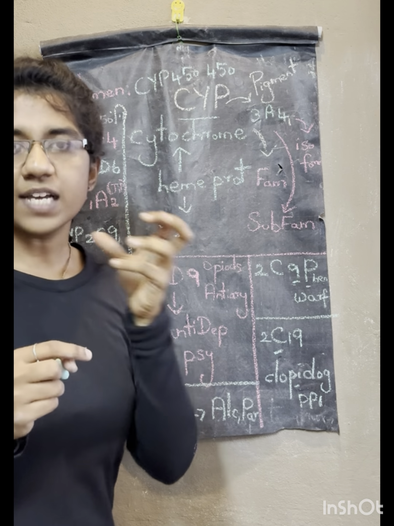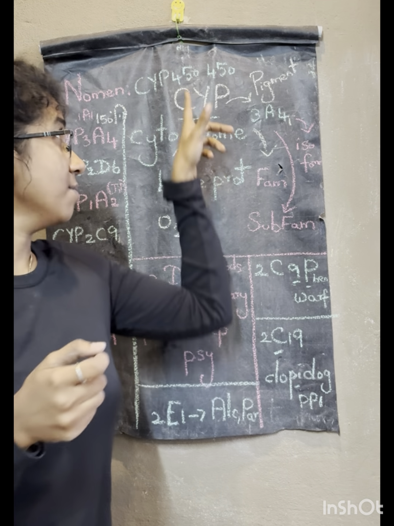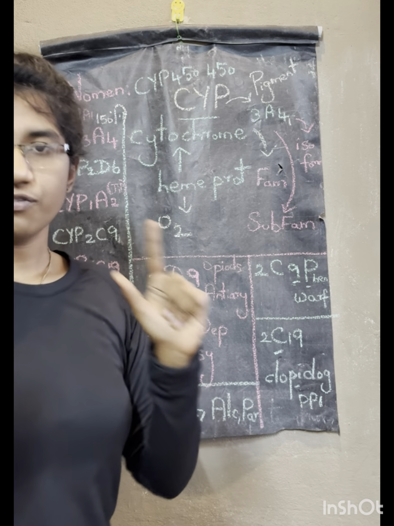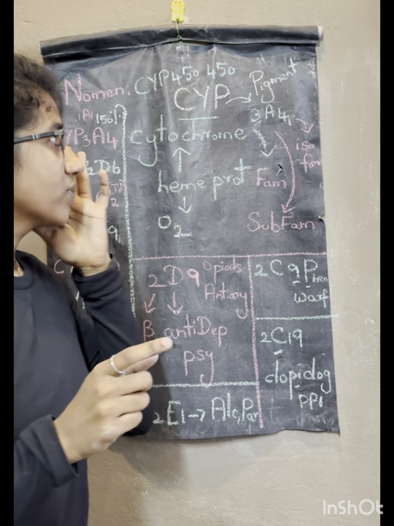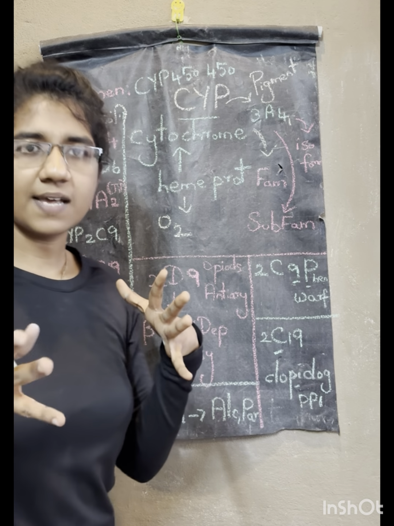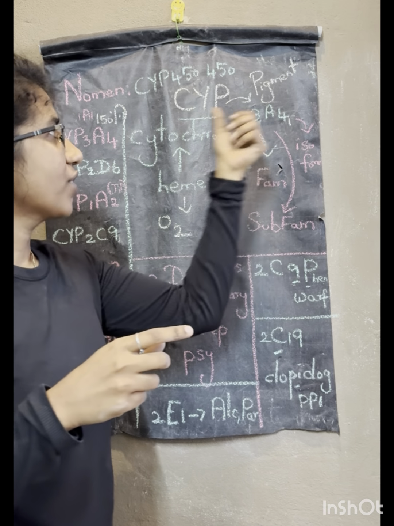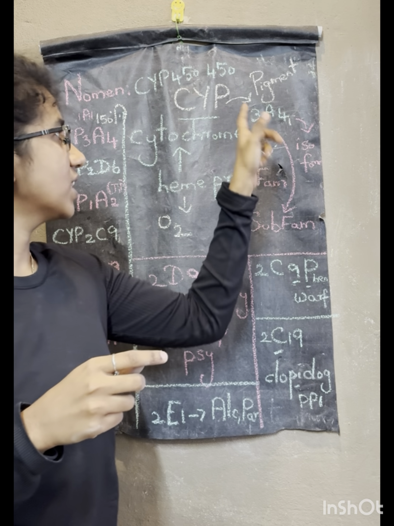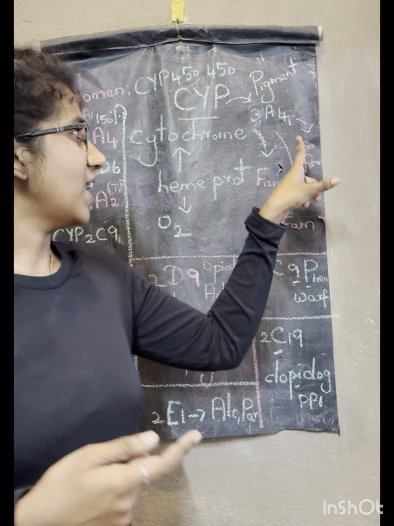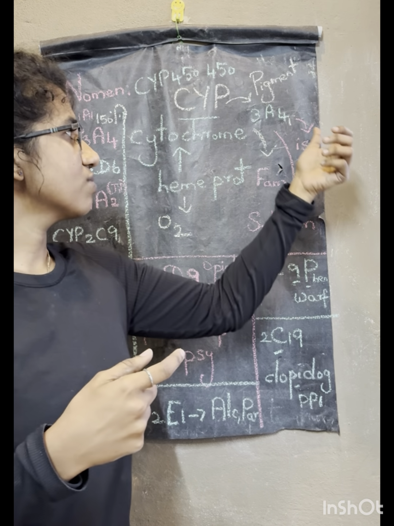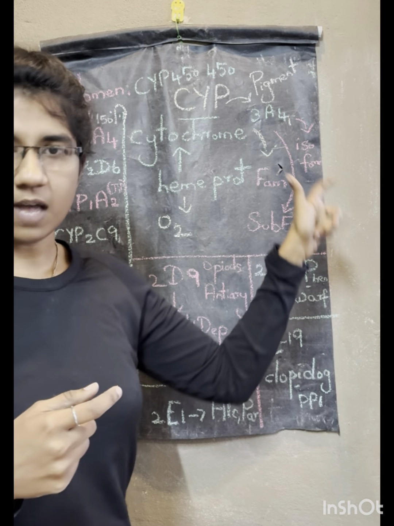And P denotes a pigment present in that enzyme that absorbs light at a maximum wavelength of 450 nanometers. That's why it is named CYP 450 enzymes. There are different kinds of cytochrome enzymes in the body, so they are named accordingly. For example, in CYP 3A4, 3 denotes the family of that enzyme, A denotes the subfamily, and the last number, 4, denotes the gene isoform of that enzyme. So this is the nomenclature: family, subfamily, and gene isoform.